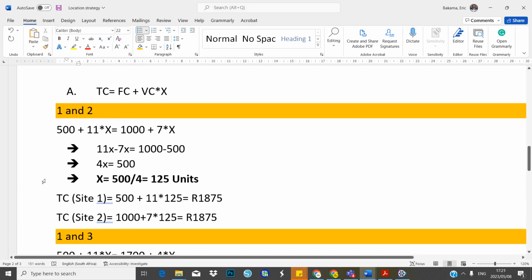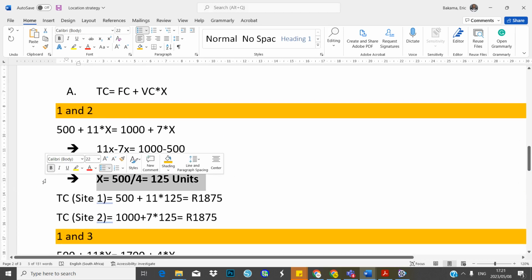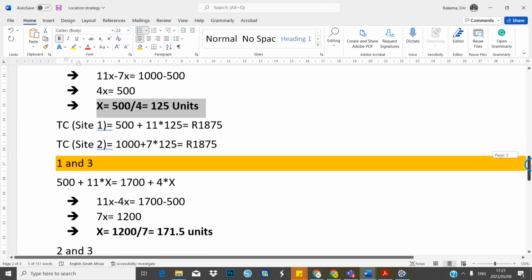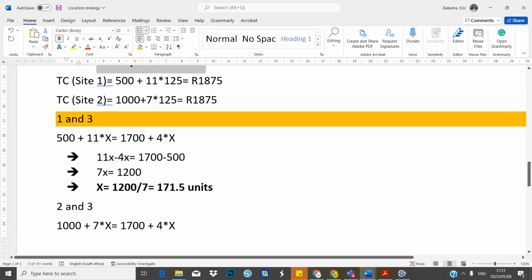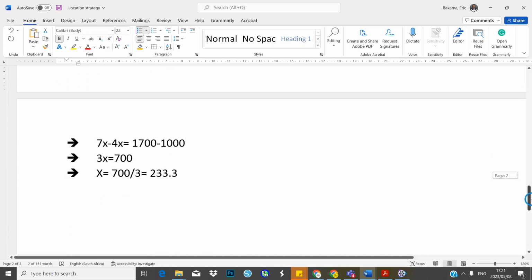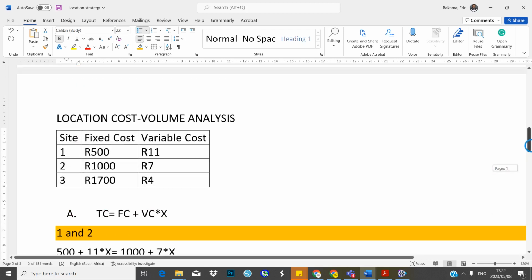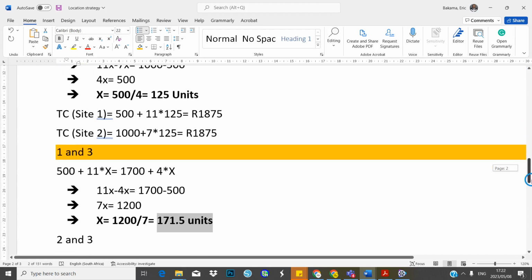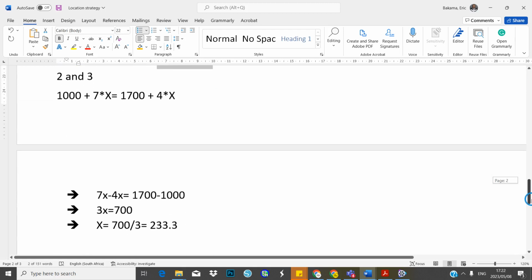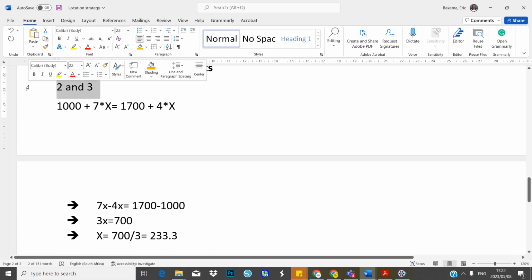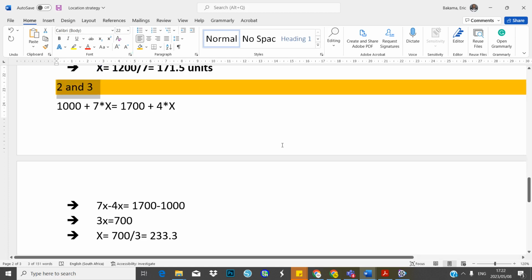if I'm producing 125 units only, then 1 and 2 is the optimal. There's no location that is going to be best. All of them will be equal. If I'm producing 171 units, 1 and 3 will still be the same. And also if I'm producing 125, 1 and 2, then 1 and 3, which is 125, and the last one is 2 and 3. So this is how you answer your first question.